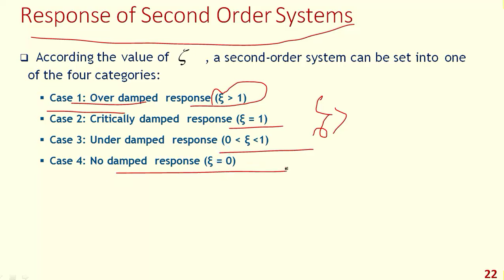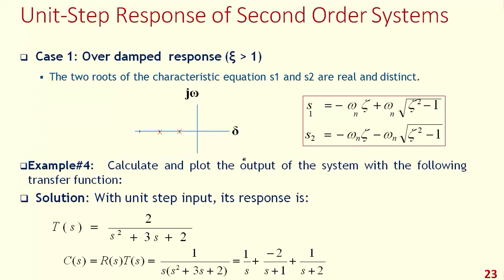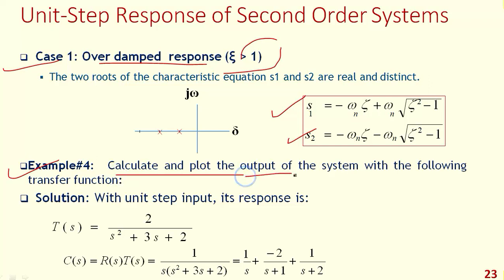And if zeta is equal to 0, that is, the damping ratio is equal to 0, then those cases are mentioned in the graphs. So, the overdamped response, where zeta is greater than 1. Based on the roots, you have to mark the poles on the j omega axis. Then similarly, for the same zeta value, you have to consider one problem. Calculate and plot the output of the system for the following transfer function.